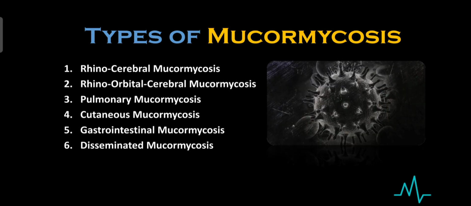Now, moving forward, let's see what the types of mucormycosis are. Mucormycosis is subclassified according to the sites involved. There are particularly six types of mucormycosis. The first is rhino-cerebral mucormycosis. The second is rhino-orbital-cerebral mucormycosis, then pulmonary mucormycosis, cutaneous, GIT mucormycosis, and the last one is disseminated mucormycosis, which is the dangerous one. So let's discuss one by one.